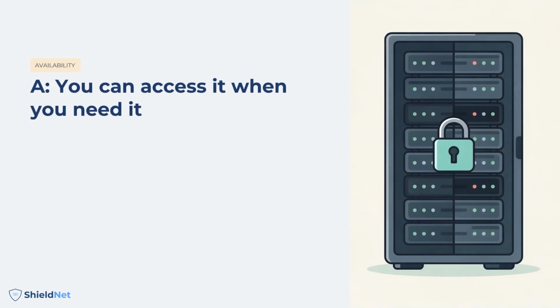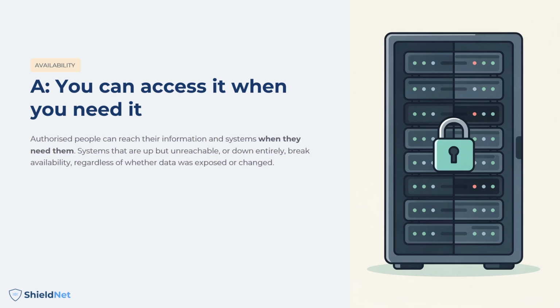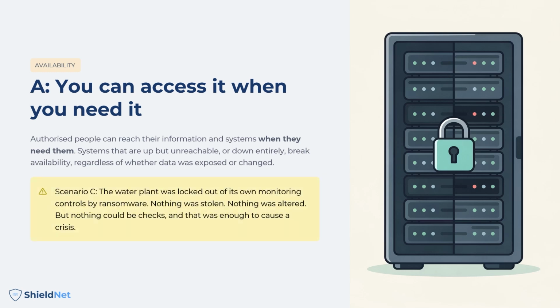A. Availability. You can access it when you need it. Availability means that information and systems can be accessed by authorized people when they need them. Scenario C was an availability failure. The water treatment engineers had every right to access their systems, but they could not. No data was stolen. No data was changed. But the inability to access critical systems in real time created a genuine danger.